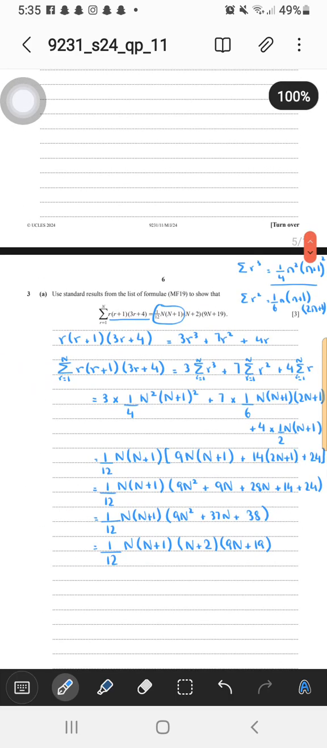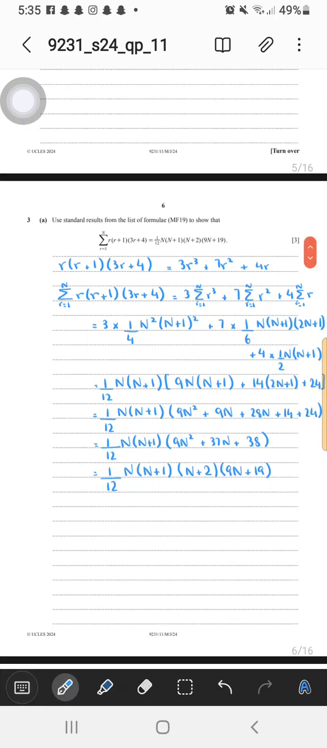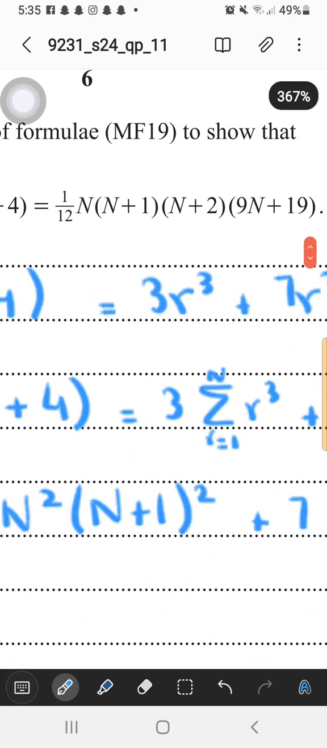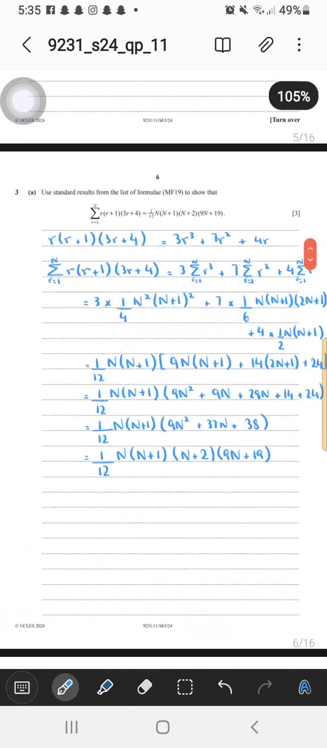Okay, so now I am moving on to the next part of this question. Yeah, so this is our answer. We have completely shown this: 1 upon 12 and bracket open n plus 1 bracket close, second bracket open n plus 2 bracket close, third bracket open 9n plus 19 bracket close.